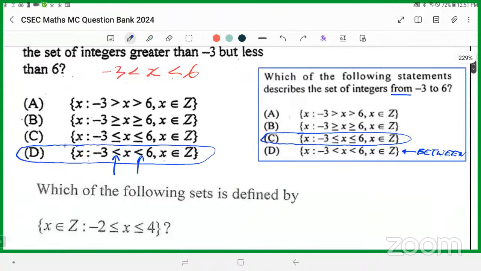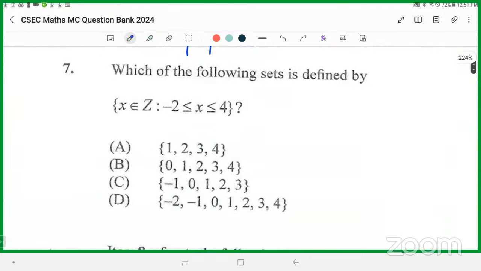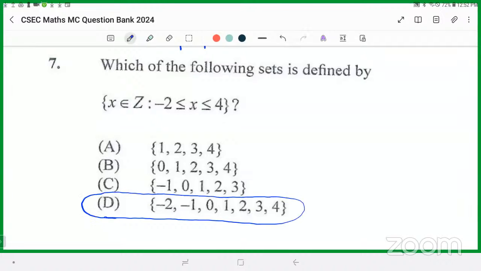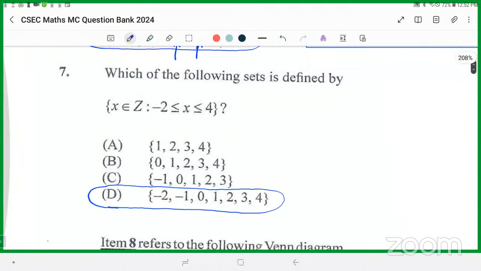Be careful. All right. This one says, which of the following sets is defined by this? If you notice, you're including negative 2 because of the equal here. You're also including 4, again because of the equal. So you're from negative 2 to 4, inclusive. So it has to be this one, including everything. All the positive or negative whole numbers from negative 2 to 4, inclusive.